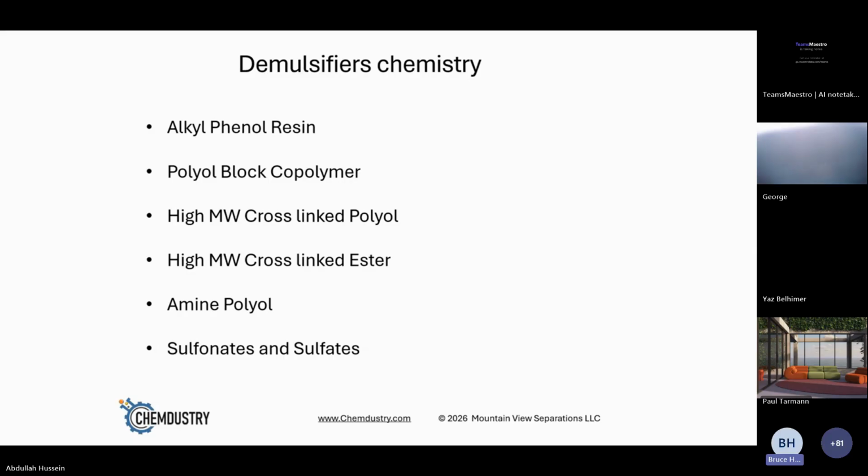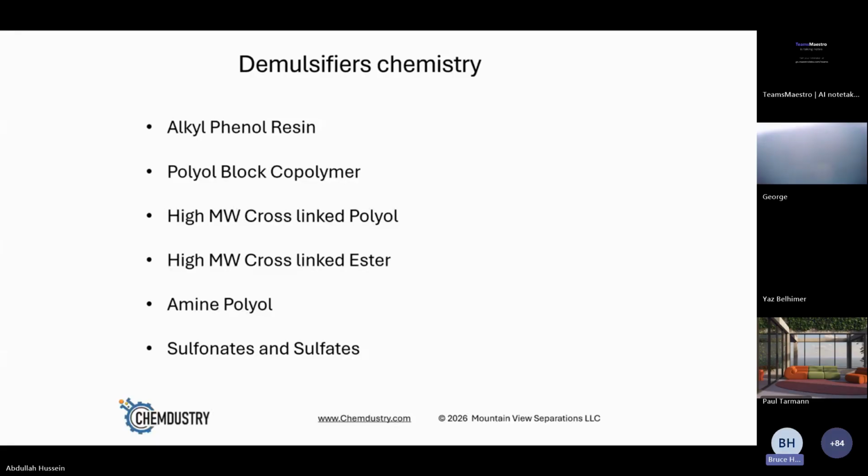The high molecular weight cross-link esters are very good for dehydration as well. So these two chemistries take the last drops and help bring them together, whereas the resins drop the bulk water. These take the last of the water droplets and help bring them together, because there's probably just a few droplets dispersed, but it still takes your oil above the BS&W.